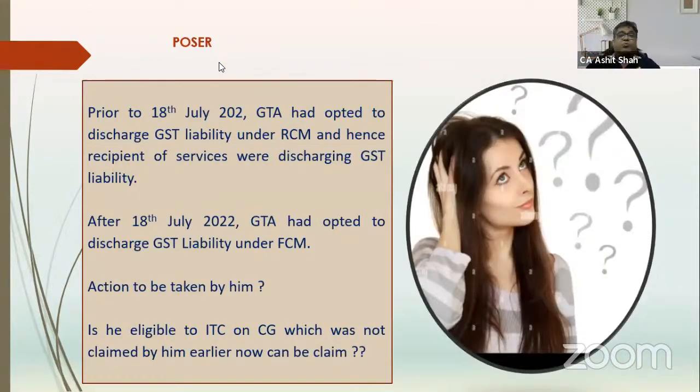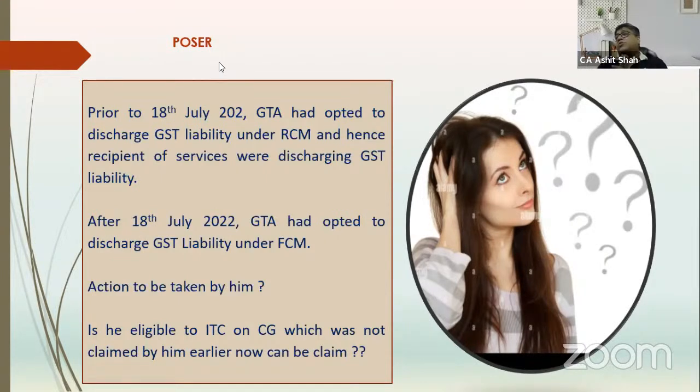Now one more closure will come. Let us see what the consequences are. Prior to 18 July 2022, the GTA adopted RCM to discharge the GST liability. He said, I don't want to do forward charge, there is no point complying with GST, filing returns, paying a tax consultant for 12 returns; better that the tax liability be discharged by the recipient only. However, from 18 July 2022, the law has changed and given an option to choose either FCM or RCM.